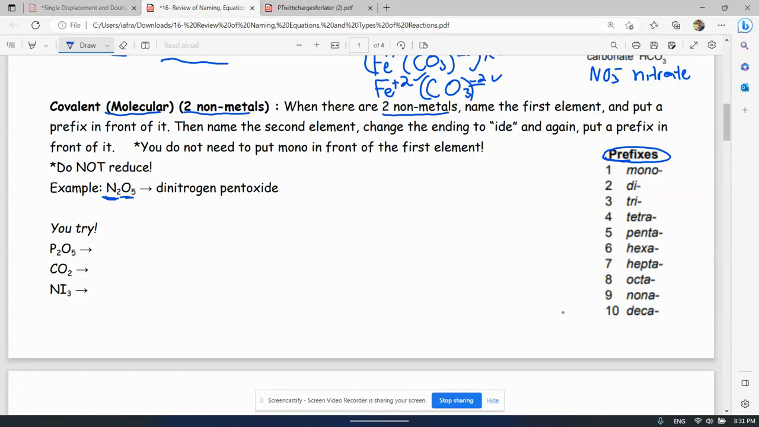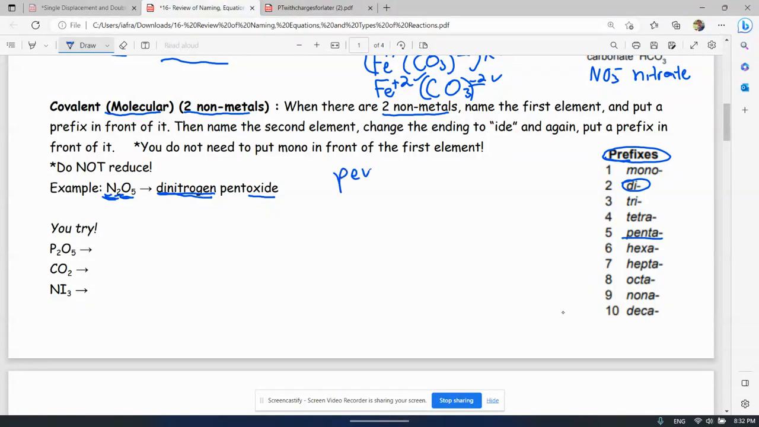So here I have N2O5. I know this is covalent because it's two nonmetals, no metals here. I have nitrogen. I don't change its ending. And then oxygen, change it to oxide. Now, I have two nitrogens. So the prefix I put in front of nitrogen is di, because that represents two, so dinitrogen. And then the prefix I put in front of oxygen is penta, pentoxide.